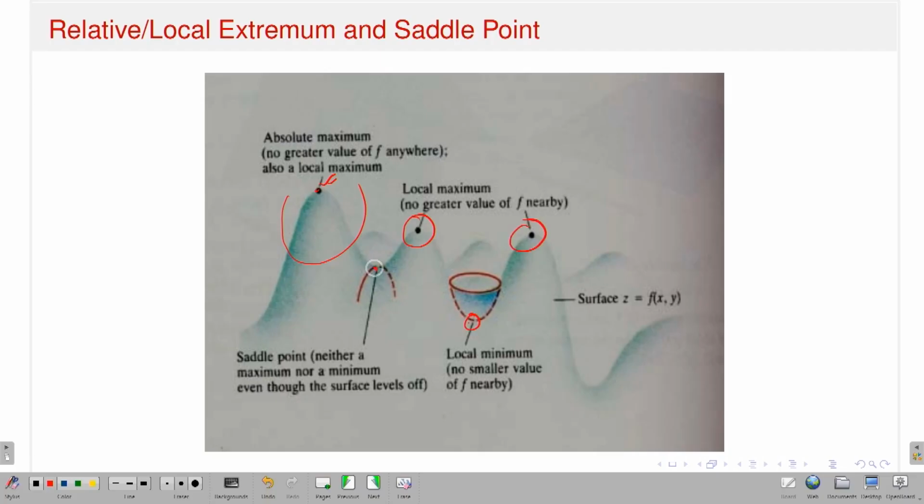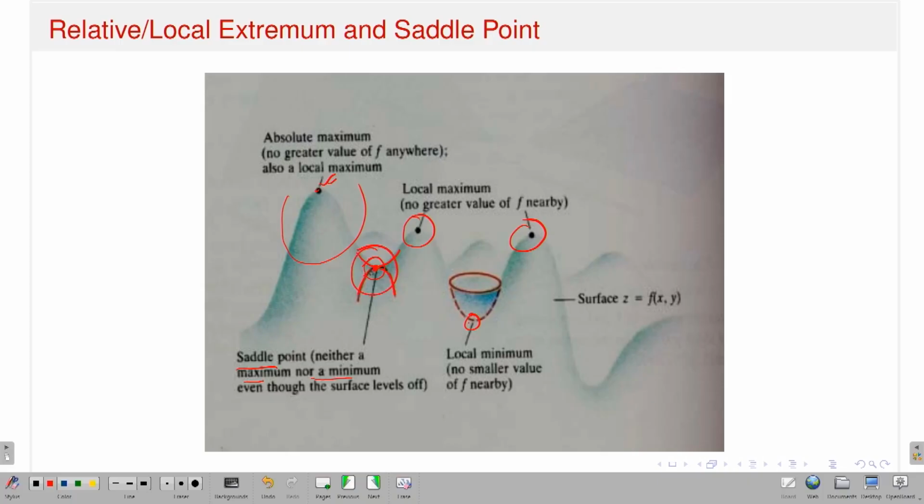But now this is the point, if I consider, this is actually kind of the saddle point. I have written, saddle point means neither a maxima nor a minima, even though the surface levels up. So what I mean is, if I have a function drawn like this, now look at this point here. Whatever neighborhood I consider, in that neighborhood some values will be bigger than this one, and some will be less.